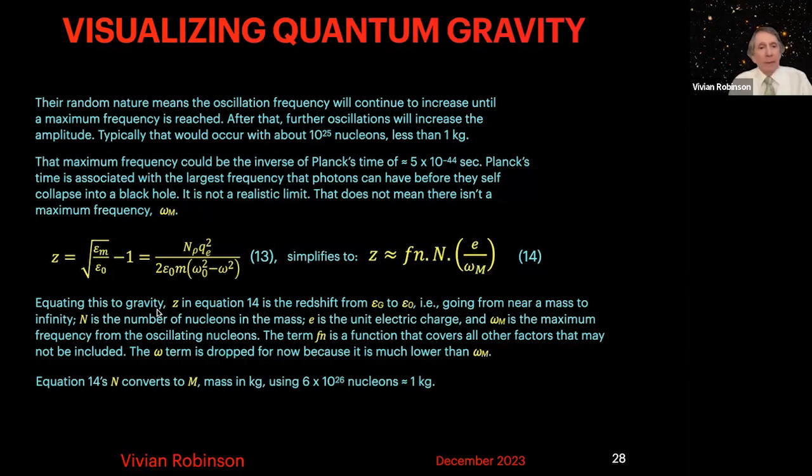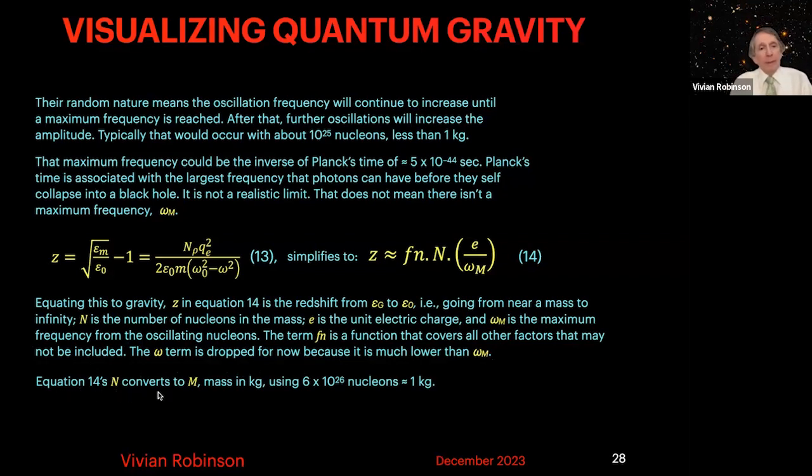Equating Z to gravity in equation 14 is the redshift going from epsilon g to epsilon naught, going from nearer mass to infinity. N is the number of nucleons in the mass. E is the unit electric charge. Omega m is the maximum frequency from the oscillating nucleons. The term Fn is a function that covers all other factors that may not have been included. The omega term is dropped for now because it is much lower than omega m.